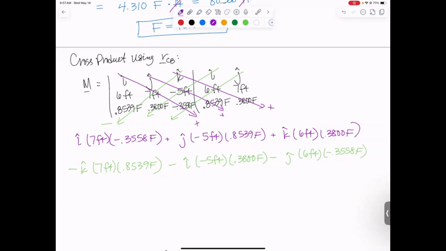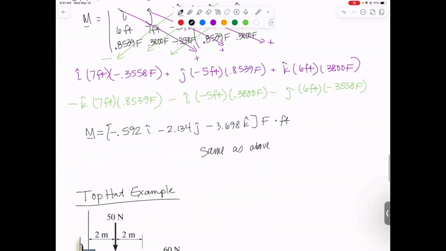And now nothing cancels because nothing is 0, so you have to do more math, but you can eventually get that the moment comes out to be, I have, I guess, a little rounding error somewhere, minus 0.592I, minus 2.134J, minus 3.698K. Those are all times F, and they're all times feet, which is the same answer as above.